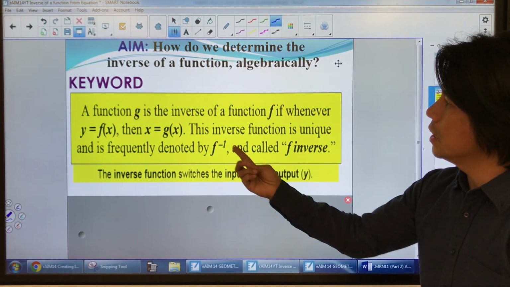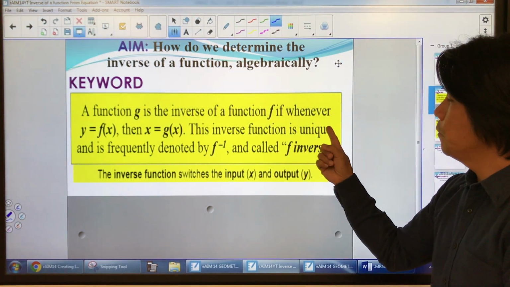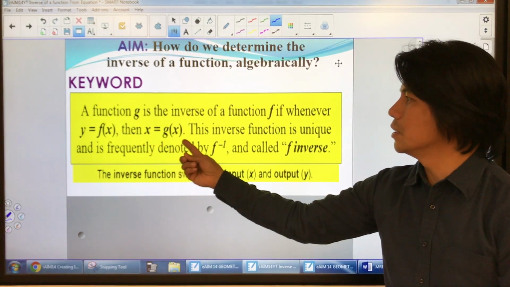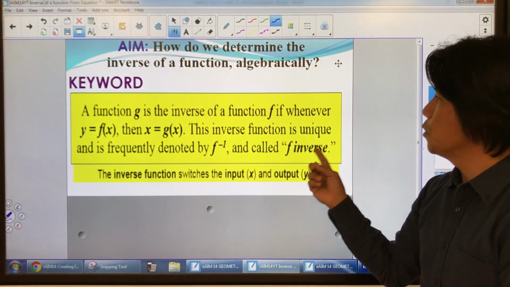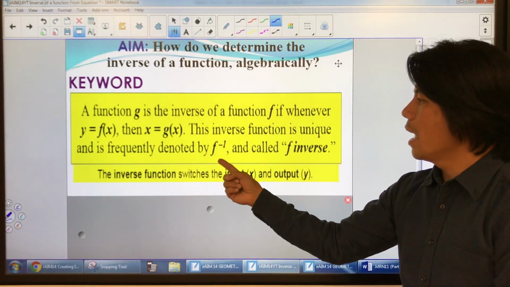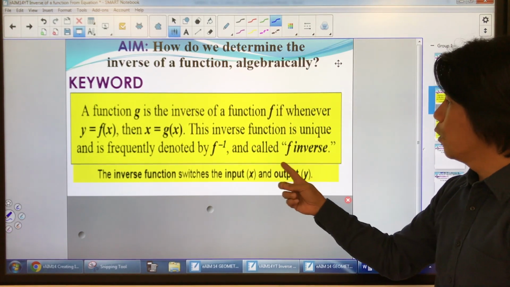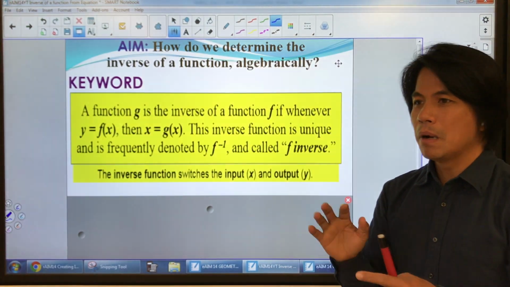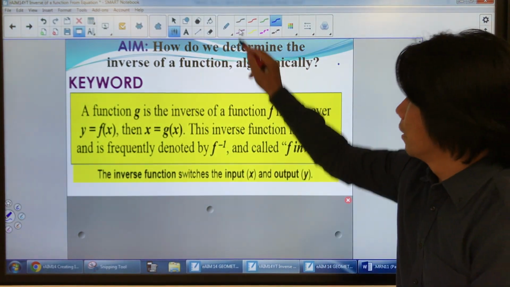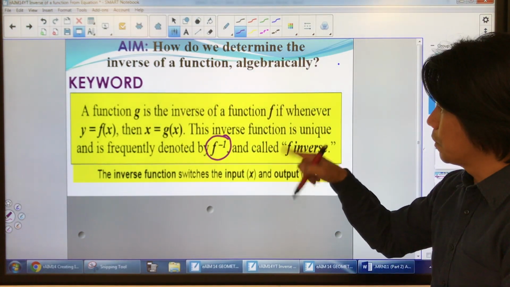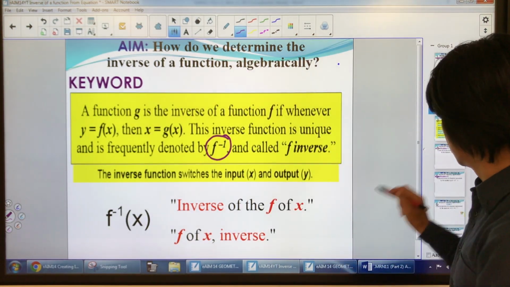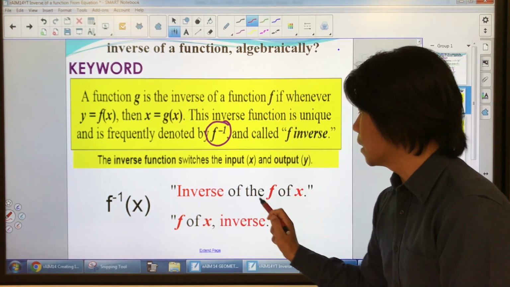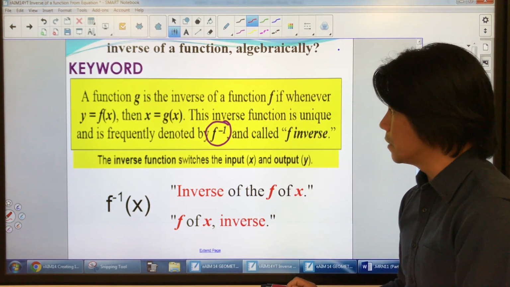It says a function g is the inverse of a function f if whenever y is equal to f of x, then x is equal to g of y. This inverse function is unique and is frequently denoted by f to the negative 1 and called f inverse. So yeah, it is kind of abstract, right? But what I want to focus more on is that symbol, f raised to the negative 1, which can be read as f to the negative 1 of x is the inverse of f of x, or f of x inverse.